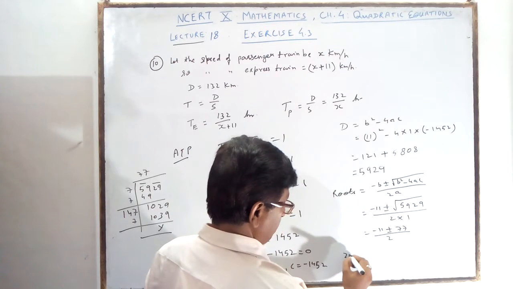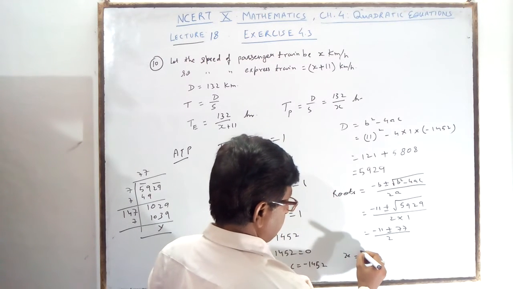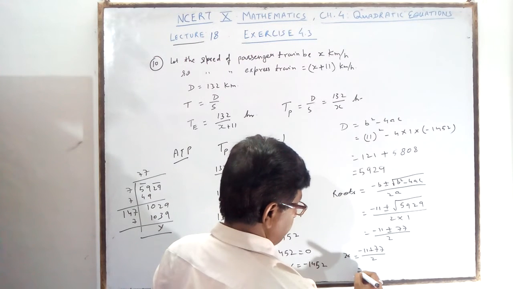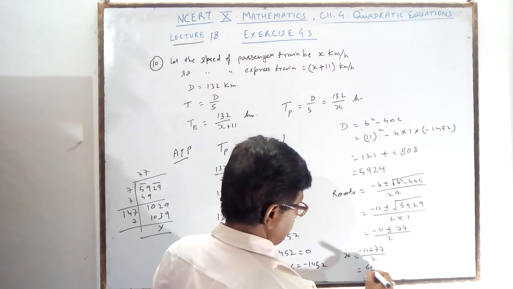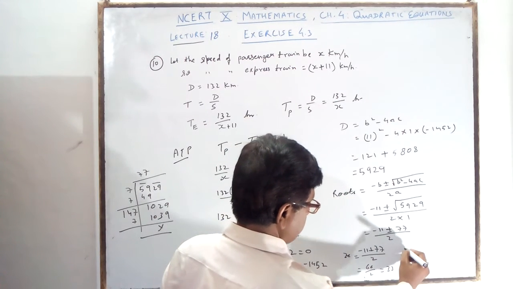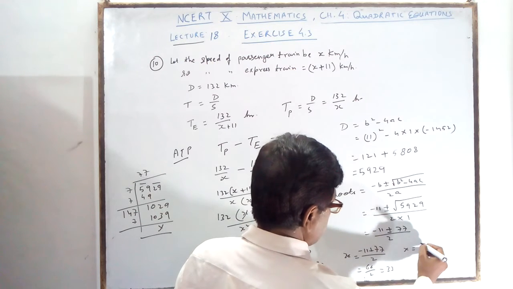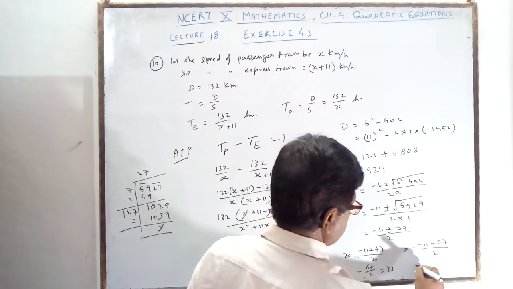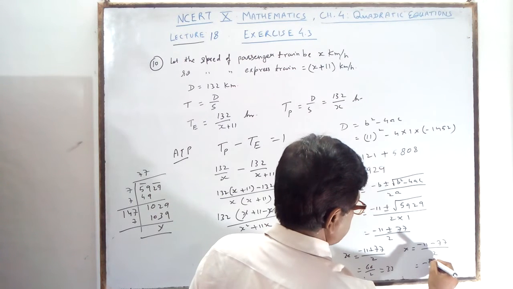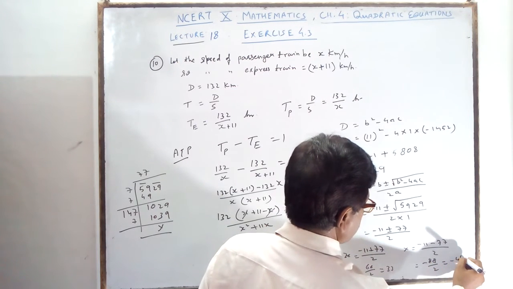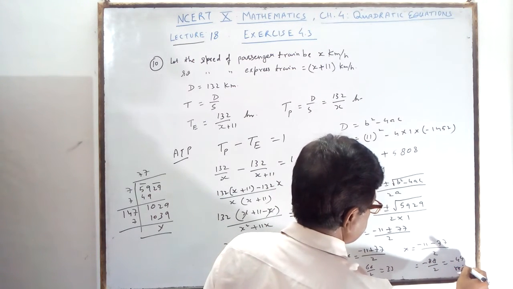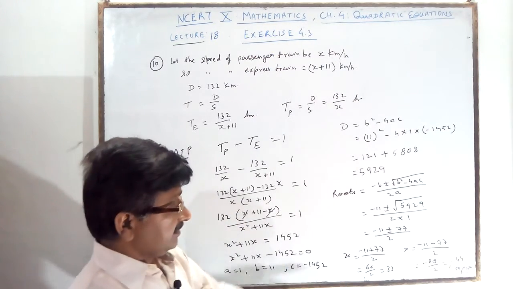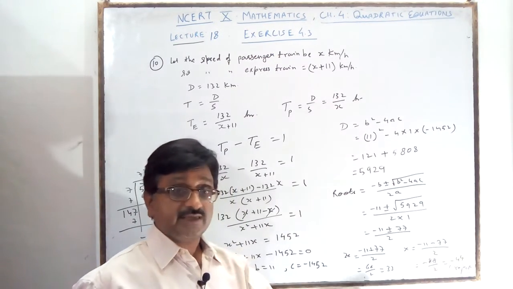So one value of x will be minus 11 plus 77 upon 2. That gives you 66 by 2, 33. And the other value is minus 11 minus 77 by 2, which gives you minus 44, which will be rejected. Why reject? The speed will not be negative. Although the answer is coming here, a negative answer you will not take for speed.